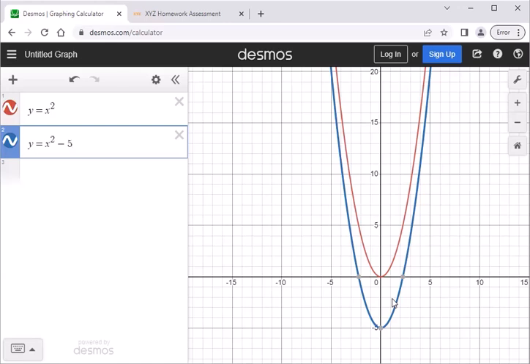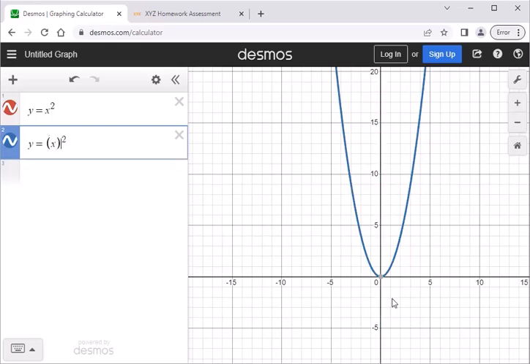Then another possibility is rather than adding it to the end of it, we could add it to the stuff that's being squared. So if I put the x in parentheses and I add something inside of here, let's look and see what happens with that. So let's say I add a, I don't know, a 3 or something. What do you guys notice about that? So what's different about the blue one versus the red one?